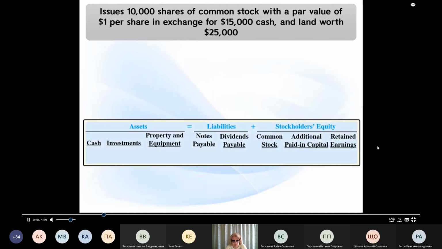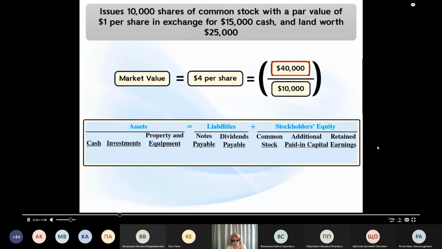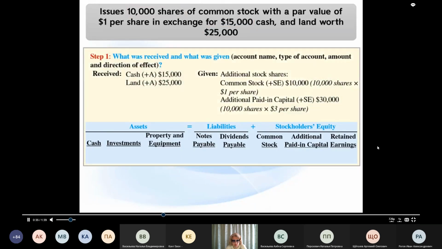So the shares are issued at a market value of $4 per share, which is computed by dividing the sum of the amounts received, $40,000, or the cash of $15,000 plus the land valued at $25,000, by the 10,000 shares issued. Step 1. The business receives cash and land and gives shares of common stock in return. Cash, an asset account, increases by $15,000. Land, another asset account, increases by $25,000.